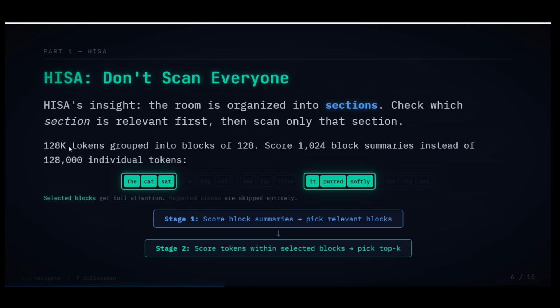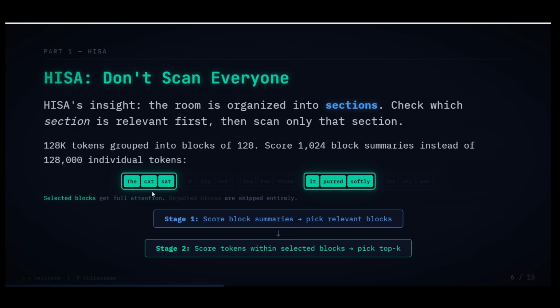You have 128,000 tokens grouped into blocks of 128. So you end up with a little over 1,000 block summaries instead of the entire 128,000 individual tokens you're looking at. So these highlighted blocks get attention and the rejected blocks are skipped entirely. You don't even need to scan them. And that is stage 1, which is selecting these blocks.